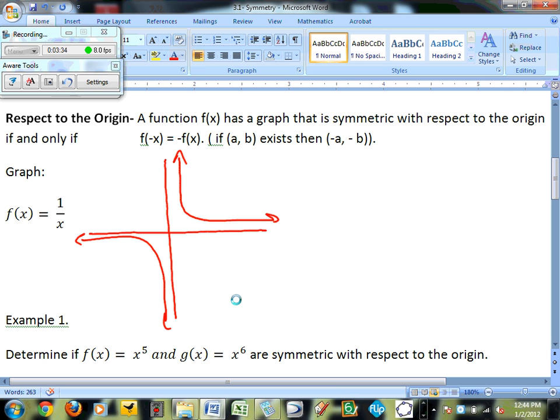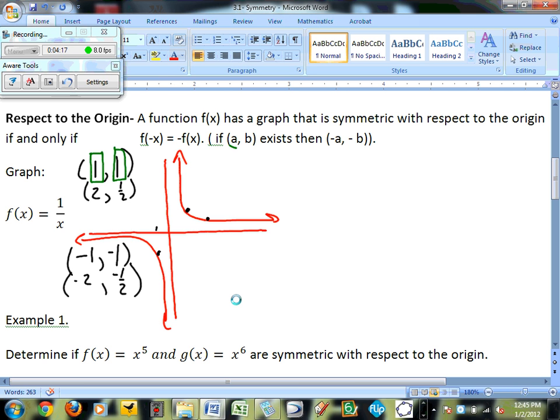If I plugged in 1, 1 all over 1 is 1. I had a point (1, 1), right? If I plugged in 2, I would get 1 all over 2, which is 1/2, all right, which would be down here. It gets smaller and smaller and smaller. Now, again, if I plugged in -1, I would get 1 over -1, which is -1. (-1, -1) down here. And if I plugged in -2, I'd get 1 all over -2, which would be -1/2. This graph is symmetric with respect to the origin. If you notice, if I plug 1 in for x, I get 1 for y, right?